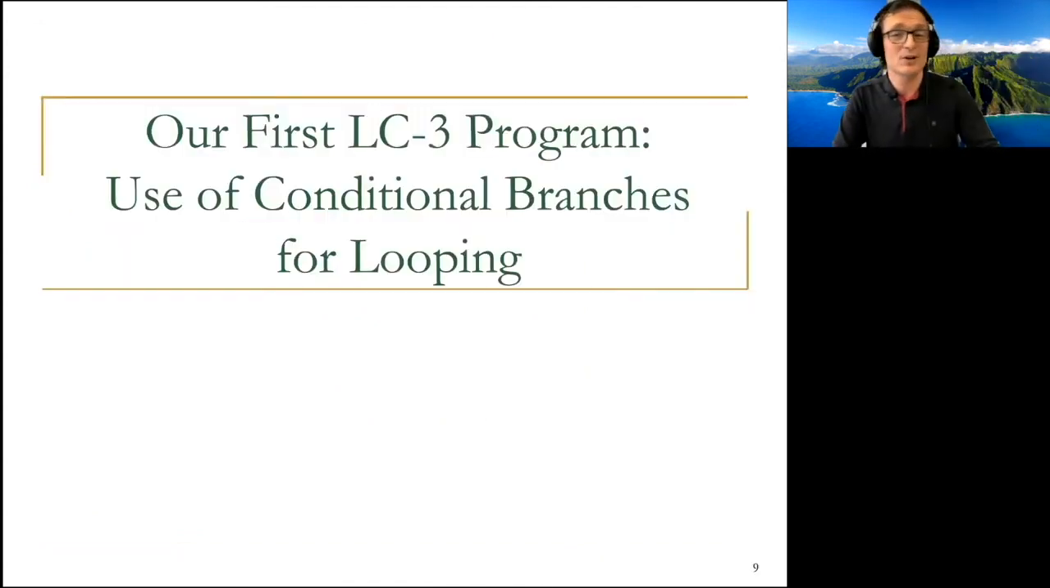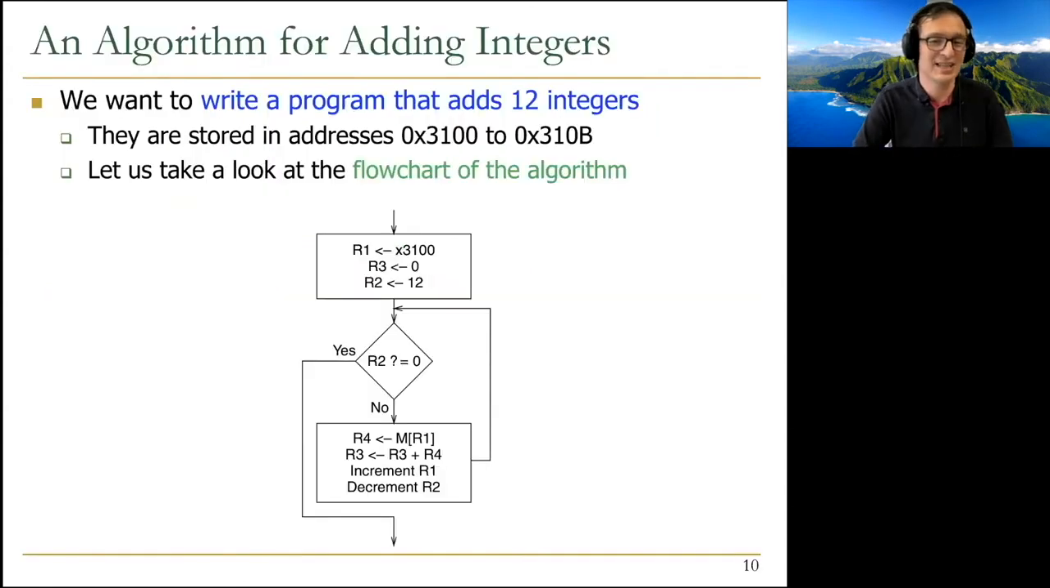We're going to build our first LC3 program by using conditional branches for looping, essentially. We want to write a very simple program that has 12 integers. These integers are stored in addresses hex 3100 to hex 310B. Usually the way you go about solving a problem in computers, the first step is translating the problem to an algorithm, right? And essentially, to do that, we create a flowchart of the algorithm.